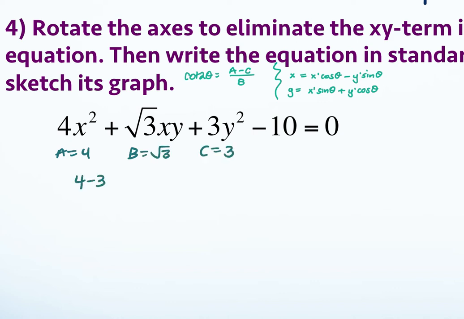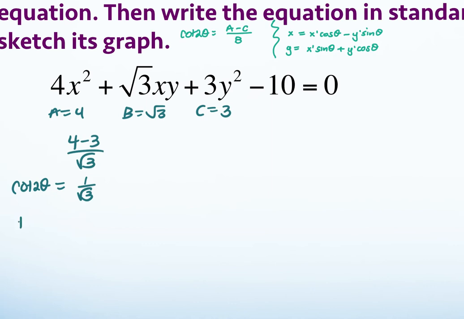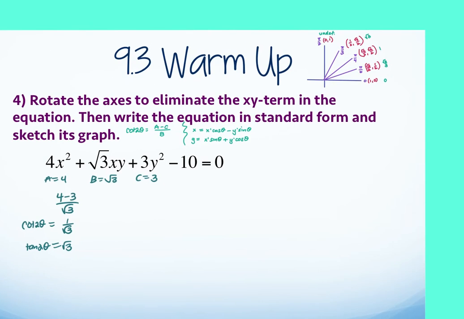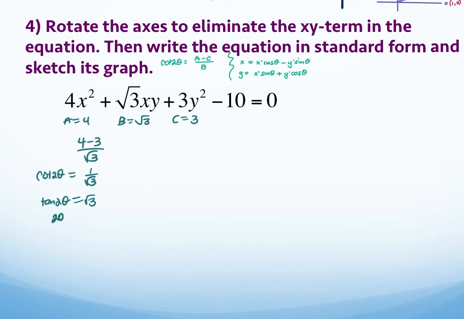So 4 minus 3 over root 3 is 1 over root 3. That's the cotangent of 2 theta. I flip it to get tan of 2 theta, which is root 3. I'd go to the unit circle that you wrote successfully the day before. You'd find your root 3 at pi over 3. So 2 theta equals pi over 3, and then I multiply by a half, and I get theta is pi over 6. So that's one checkpoint.